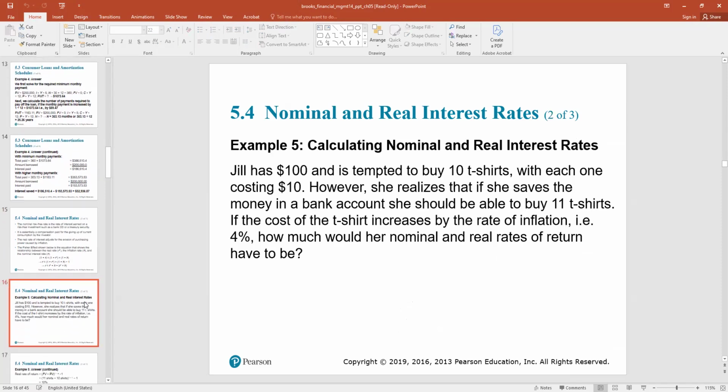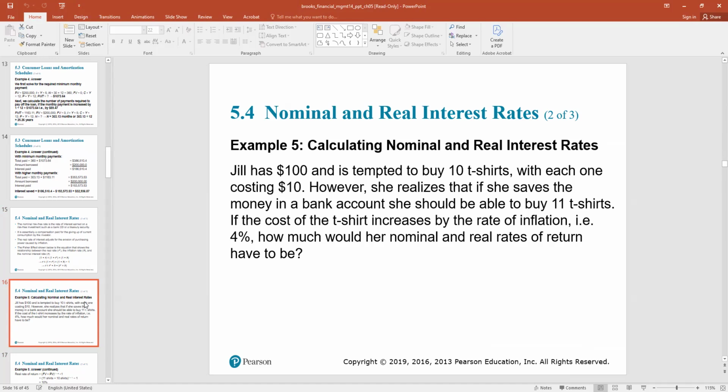So Jew has $100, tempted to buy 10 t-shirts, with each one costing $10. However, she realized that if she saves the money in a bank account, she should be able to buy 11 t-shirts. If the cost of the t-shirt increases by the rate of inflation, 4%, how much would her nominal interest rate of return have to be?